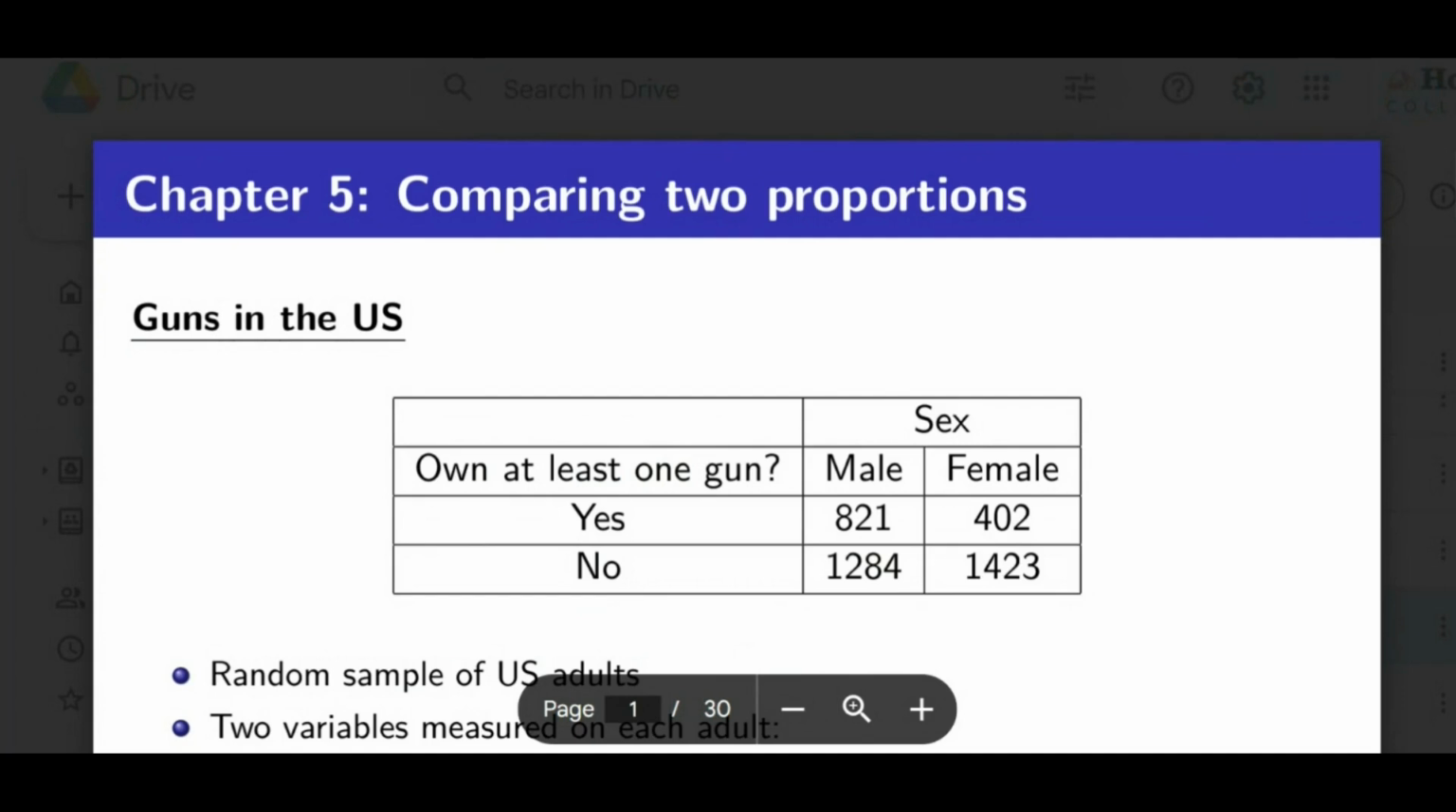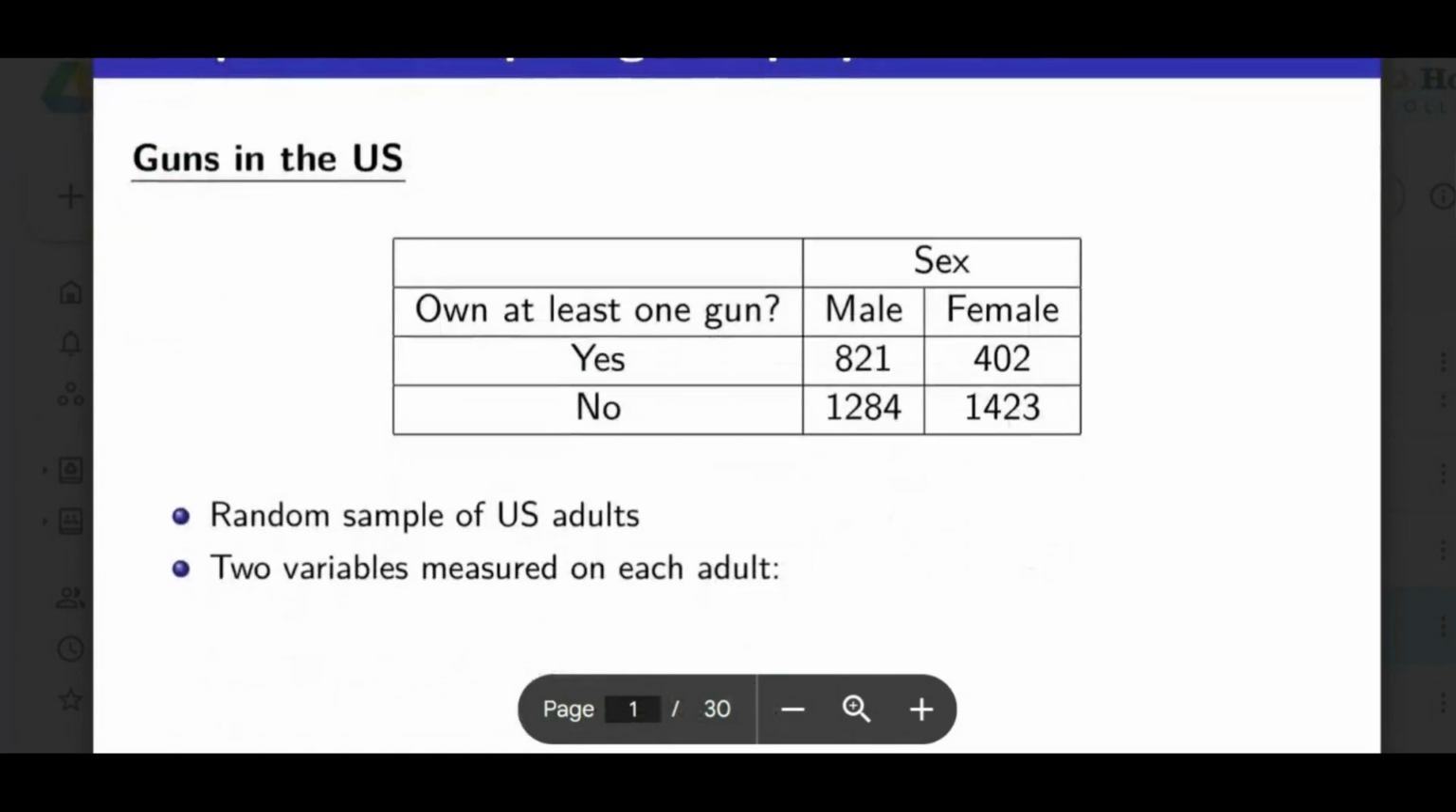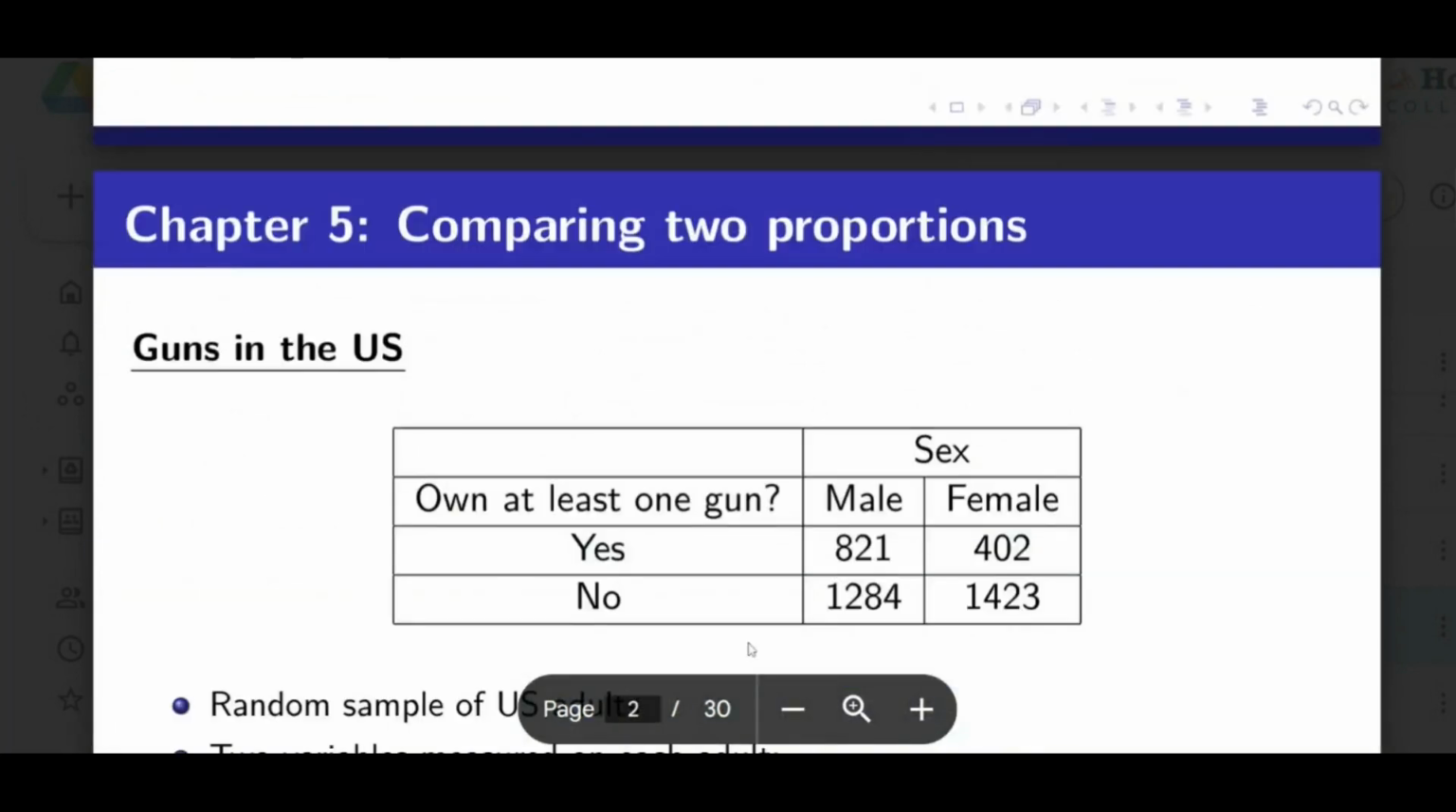You get it? Okay, so we have a random sample. Take note: a random sample of US adults. Two variables are measured on each adult. Anyone care to tell me what they are formally? The two variables that I measured were: do you own at least one gun? And this one sounds a bit weird, but what did I measure as well? Sex. Good. So there are two.